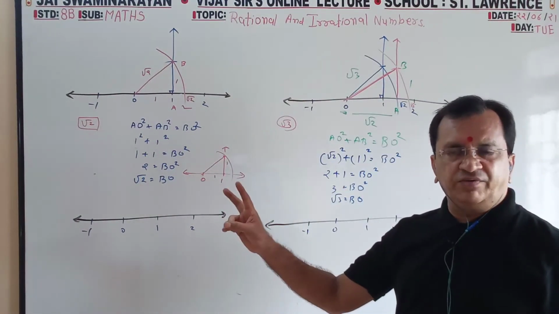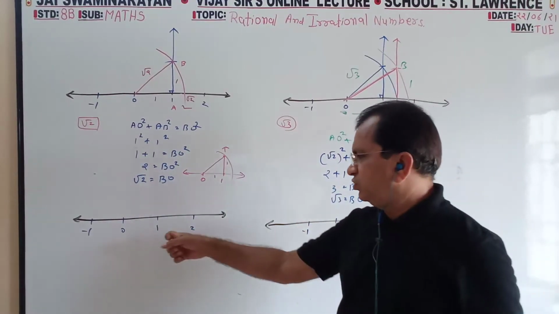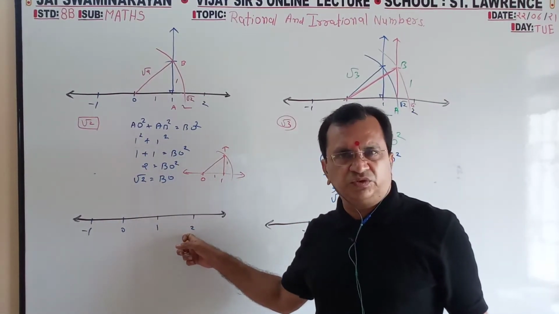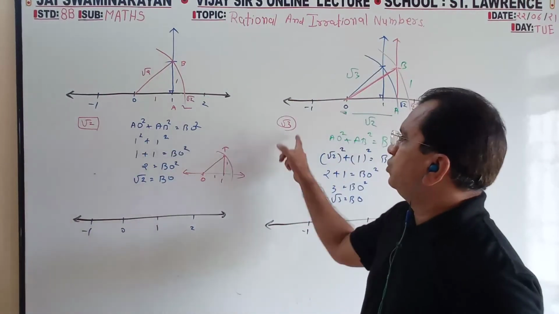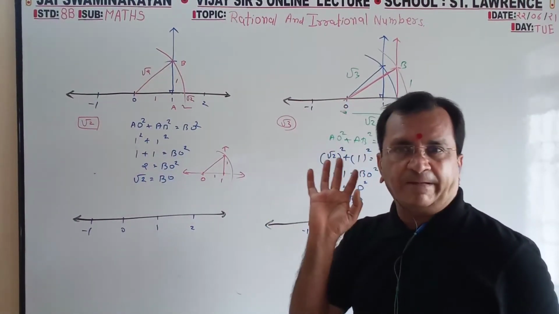Root 2 we have drawn. Root 3 we have drawn. Root 4 means 2, which we can show directly. So root 2, root 3, root 4 they will not ask. Now root 5.